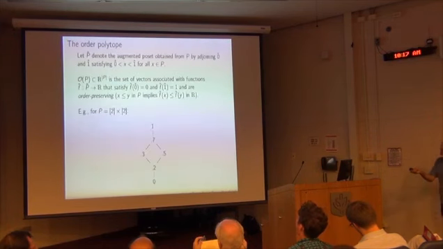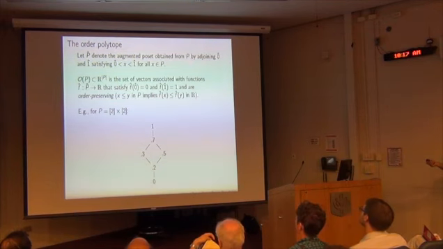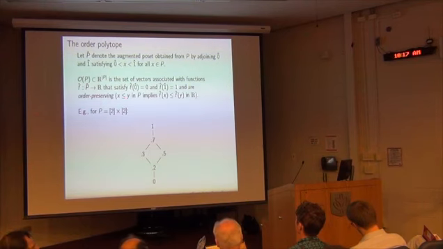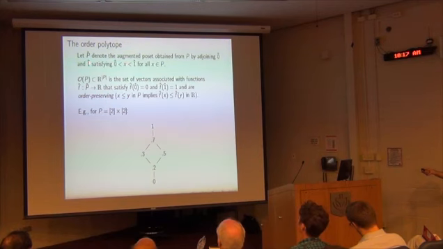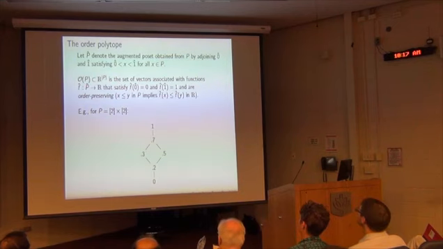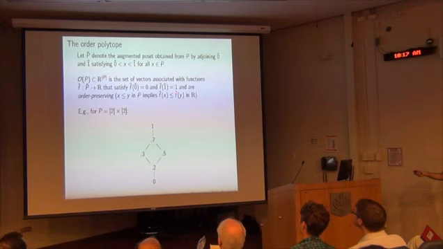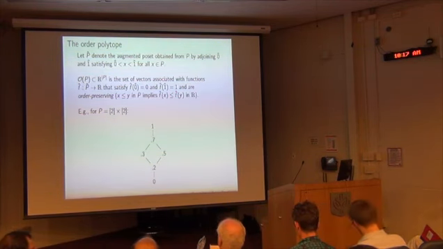order ideals of P. It's usually handy to augment the poset P by adding a bottom element 0 hat and a top element 1 hat, even if your original poset already had a minimum element and a maximum element. And we say that every element x of the original poset should be strictly larger than 0 hat and strictly less than 1 hat. And the order polytope can be thought of as the set of vectors associated with functions f hat taking P hat to R that satisfy f hat of 0 hat equals 0, and f hat of 1 hat equals 1, and are order preserving. So let's see that in 2 cross 2.